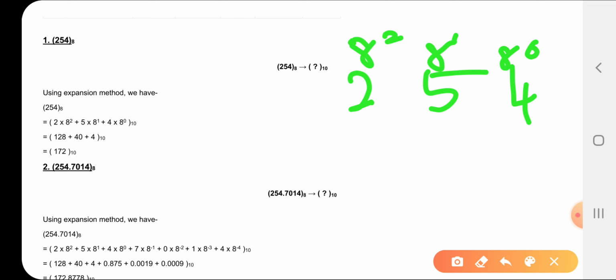Okay, so you have to write this first. Then only you should go 2 into 8 power 2 plus 5 into 8 power 1 plus 4 into 8 power 0. Okay, then it will be easy for you. First you write the number separately and write the positional value for each digit.